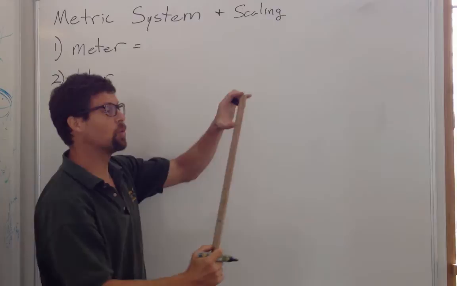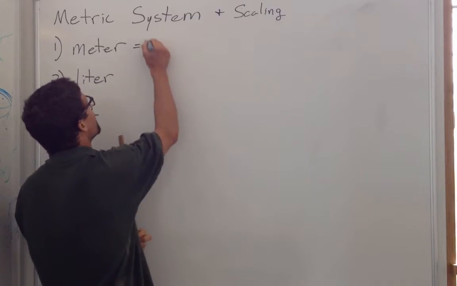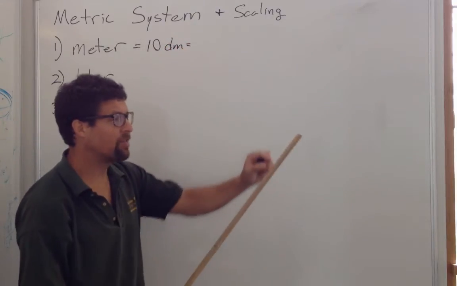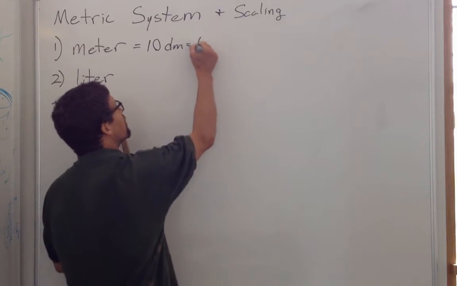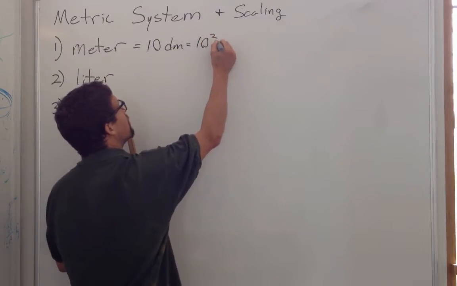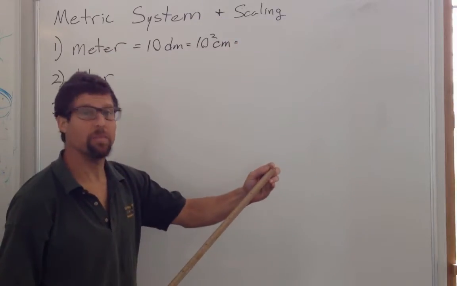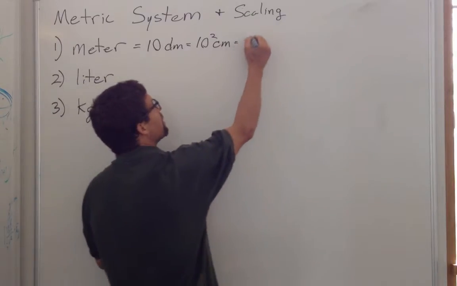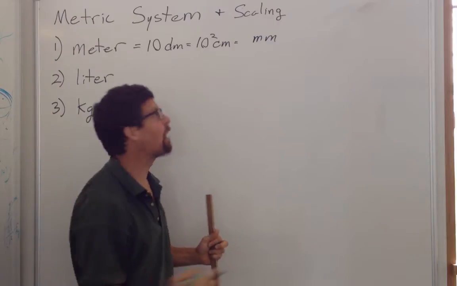A meter is equal to 10 decimeters, so deci is 1/10. A meter is equal to 100 centimeters, centi is 100th. And it's equal to 1,000 millimeters, the width of a dime. A millimeter, milli is 1,000th.